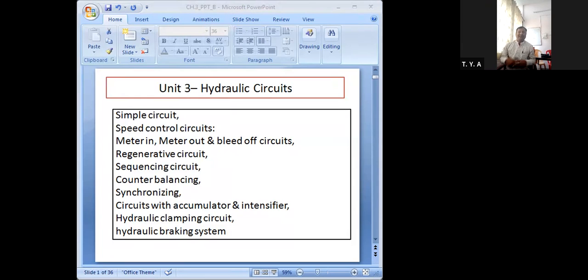Okay. Now another small question arises: which are the factors that are to be considered while designing the hydraulic circuit or the fluid power system, the fluid power circuit? Which are the different factors to be considered while designing a hydraulic circuit or fluid power system?